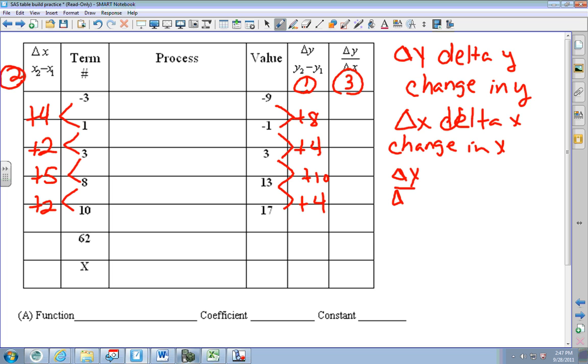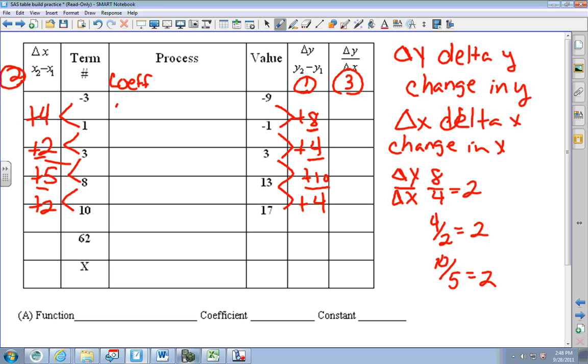Delta y over delta x, we have 8 divided by 4. 8 divided by 4 is 2. I have 4 divided by 2. 4 divided by 2 is 2. 10 divided by 5. 10 divided by 5 is 2. All of these are the same. These numbers are my coefficient. That's what's going to go first here. So I'm going to have 2 all the way down the first column.